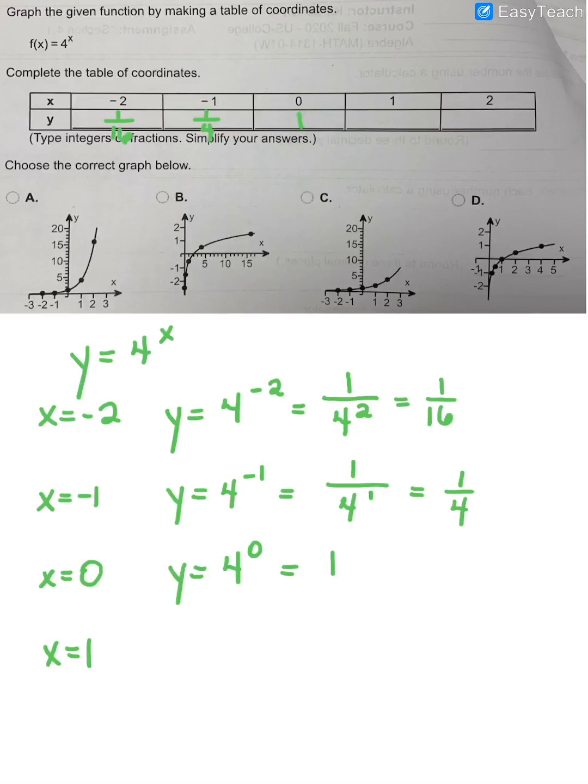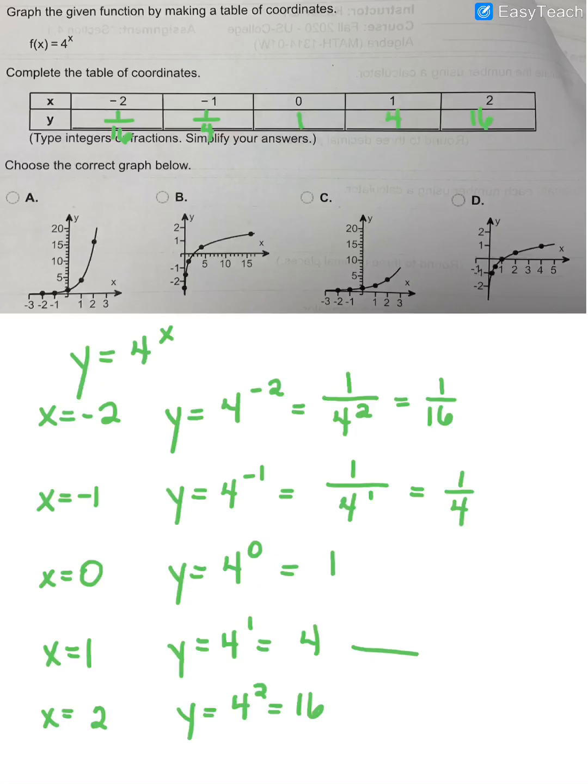When my x is 1, my y value is 4 to the 1st. So 4 to the 1st is simply 4. And then finally, when my x value is 2, my y value is 4 squared. 4 squared would give me 16.